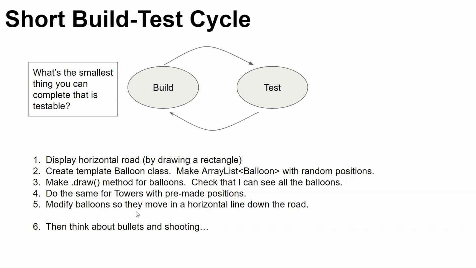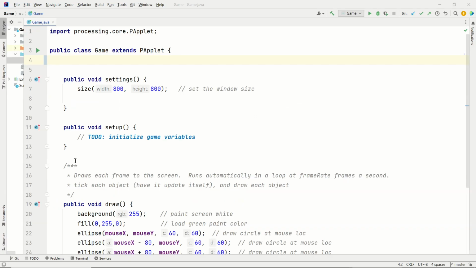If I can do all of those things in 45 minutes, that's like starting to be a recognizable tower defense game. No one knows that we can't shoot bullets yet. So then the next step would be let's think about shooting bullets. Let's think about placing towers, collision detection, that sort of thing. So that's what it's going to look like. Let's see how long it takes.